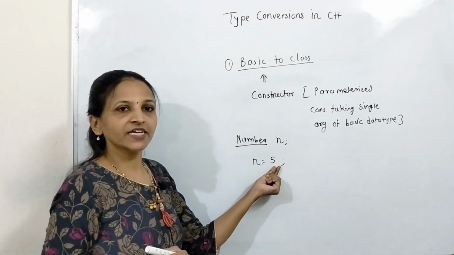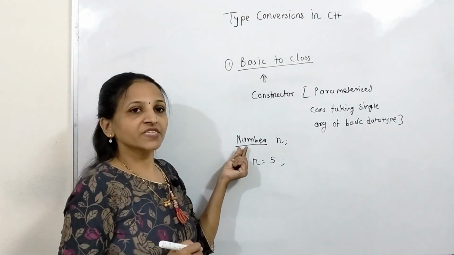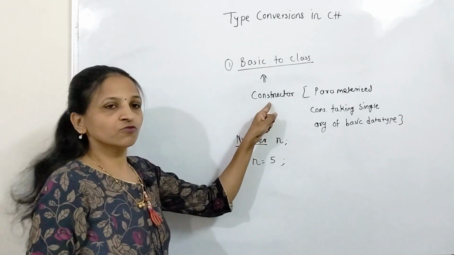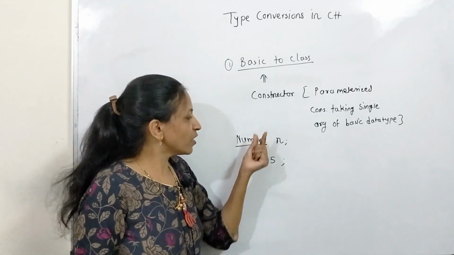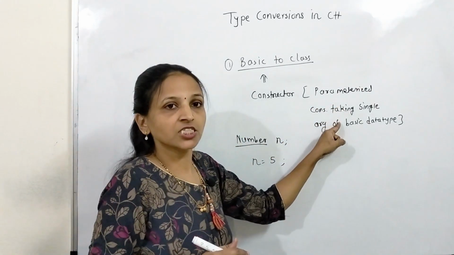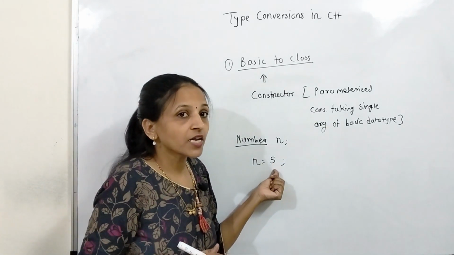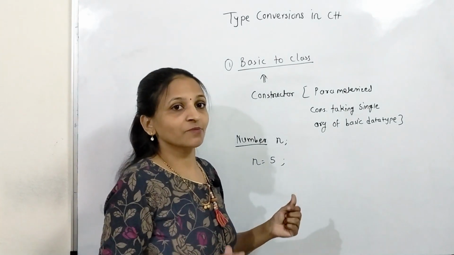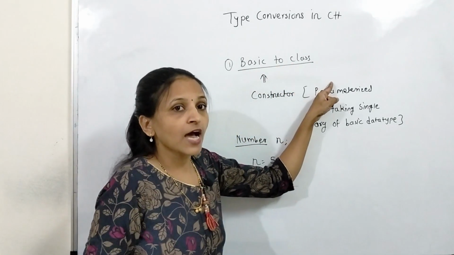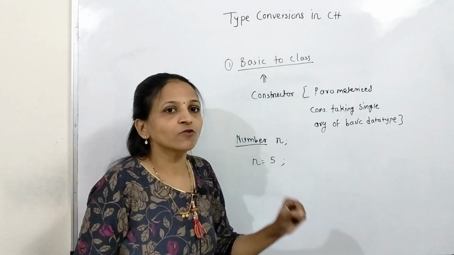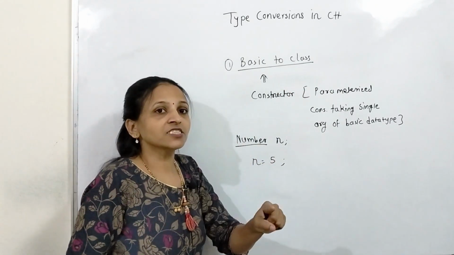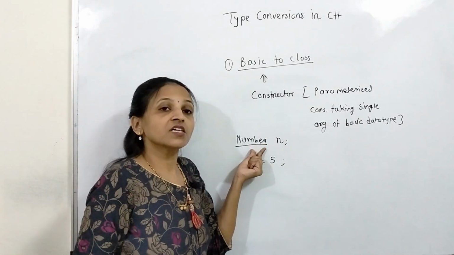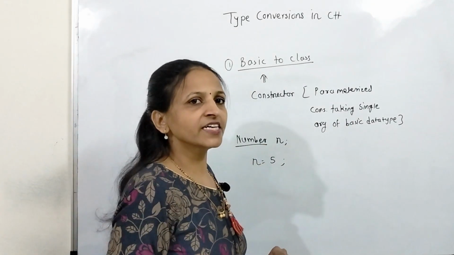I want to achieve this. Now 5 is of type integer and this n is of type Number, meaning basic to class type conversion is needed. Now here we can use a constructor. Here we have to write a parameterized constructor taking an integer argument in this Number class. That's it. To achieve basic to class type conversion, we have to write a parameterized constructor taking this integer argument in this Number class. Now how to write it?